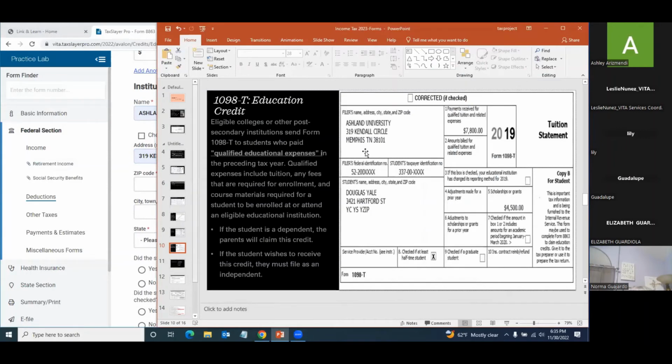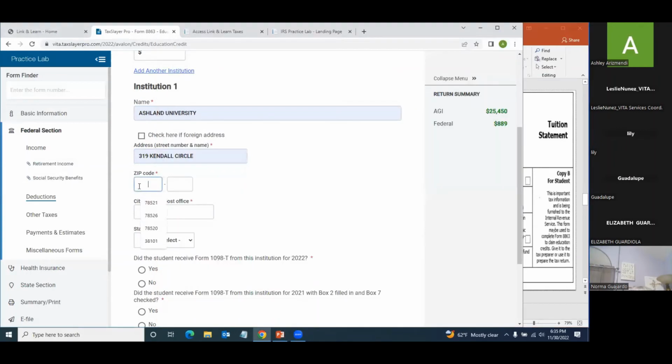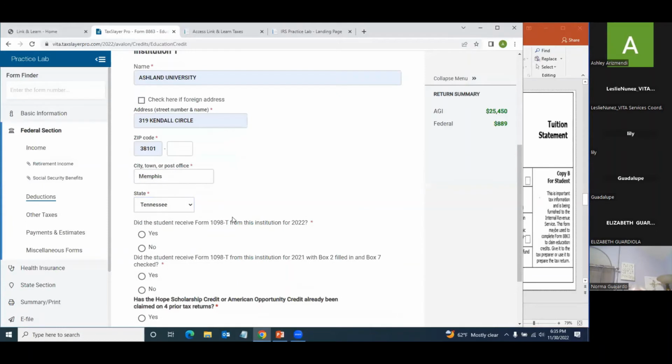The zip code is 38101. We're gonna put 38101. You usually push tab and it'll give you the city, Memphis, Tennessee, and the state. And then 319 Kendall Circle, zip code 38101. You push tab, it should tell you Memphis, Tennessee. 38101.